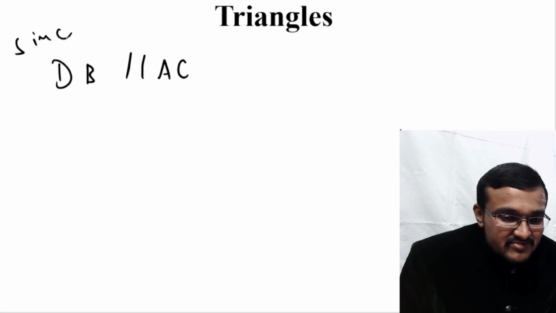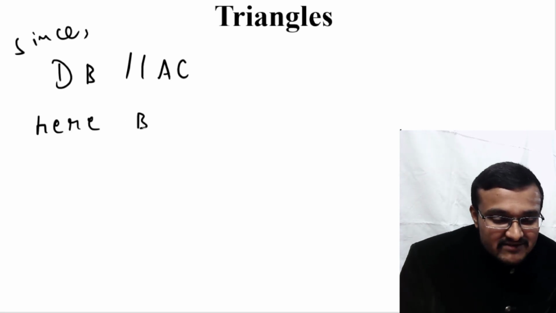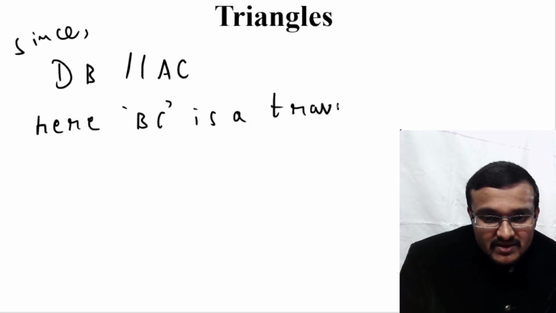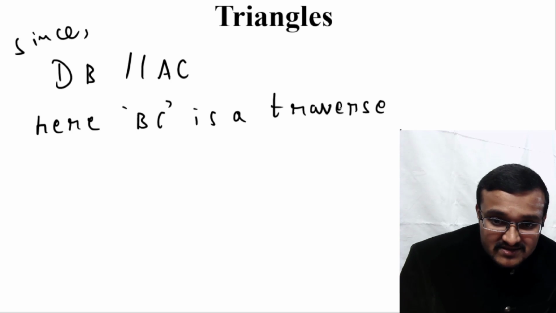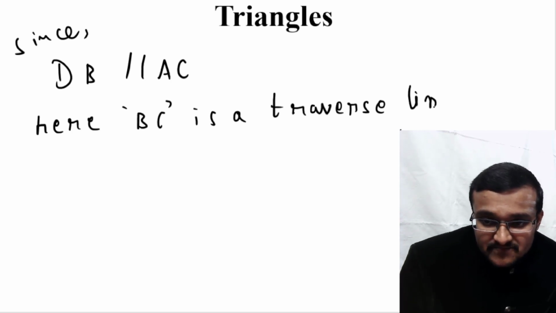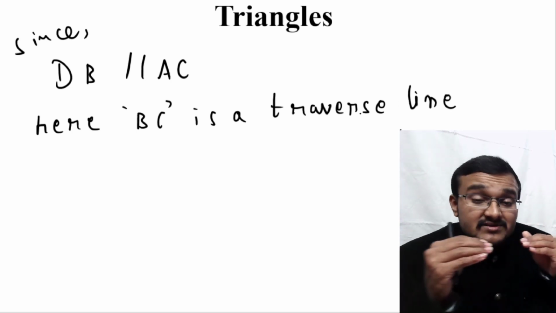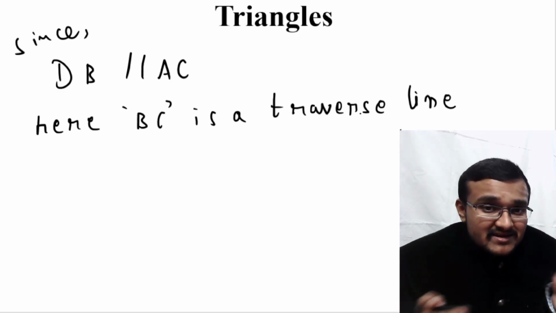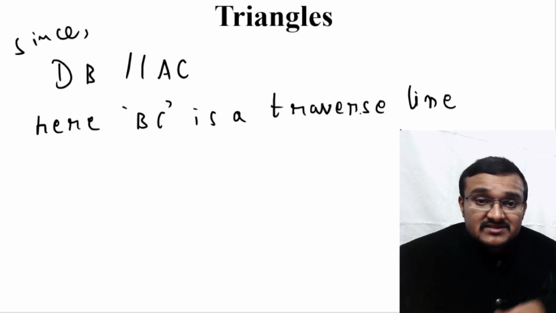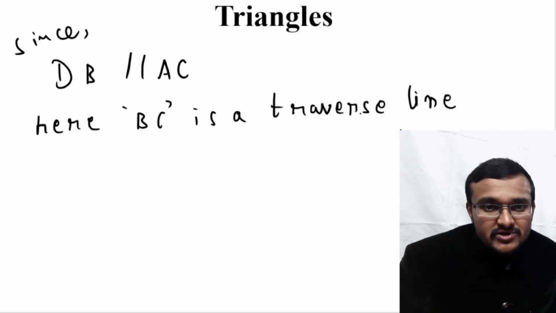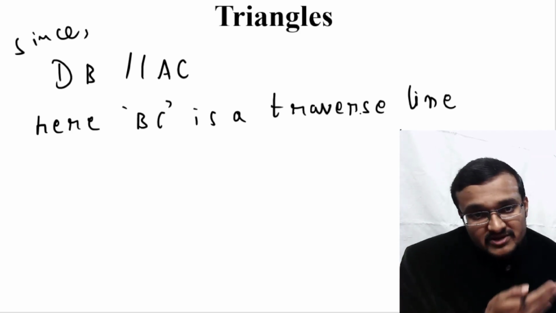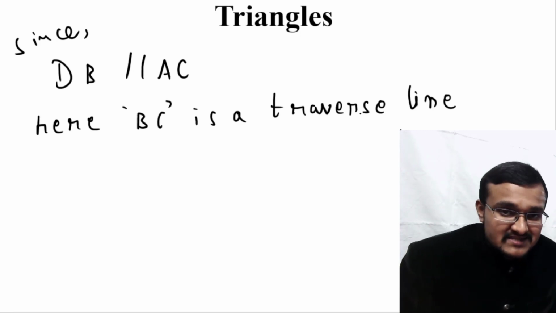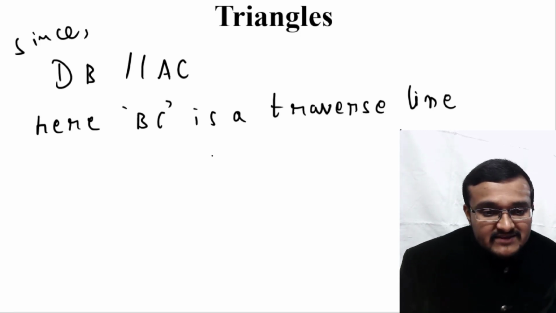Since DB is parallel to AC, here BC acts as the transversal line. The angles on the same side of the transversal line, if you add them together, will be equal to 180 degrees, if you remember the sixth chapter. If you don't remember, you can go back to my previous videos on the sixth chapter, that is on lines and angles. There you can get the clarification.